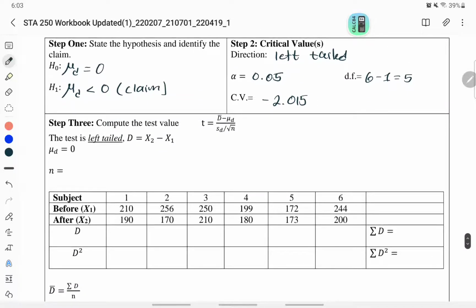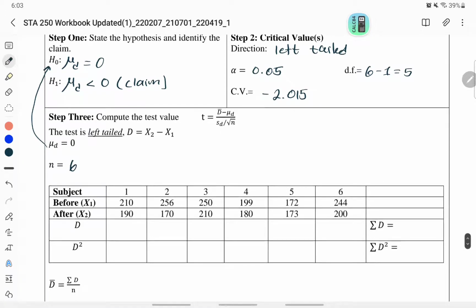You want to compute your test value. Because it is a left tail test, which is a one tail test to the left, D is x of 2 minus x of 1. Subtract in the order. Mu sub D is 0, once again, because of the hypotheses. And the sample size is 6. So now we need to find D bar. Once again, we're subtracting x of 2 minus x of 1.